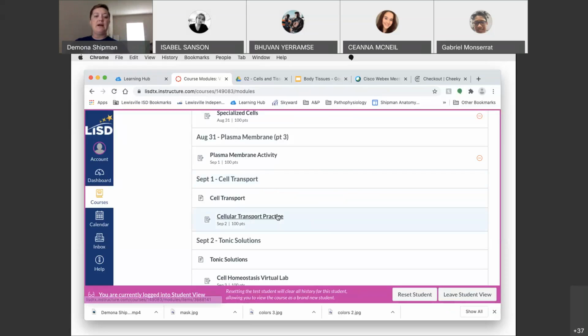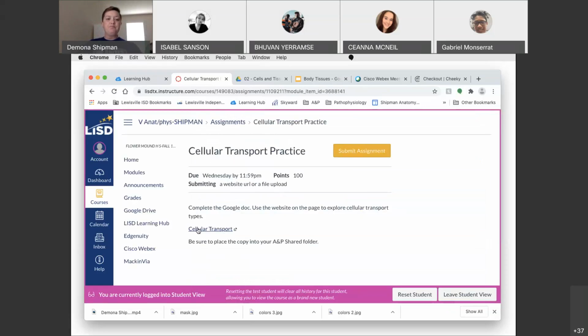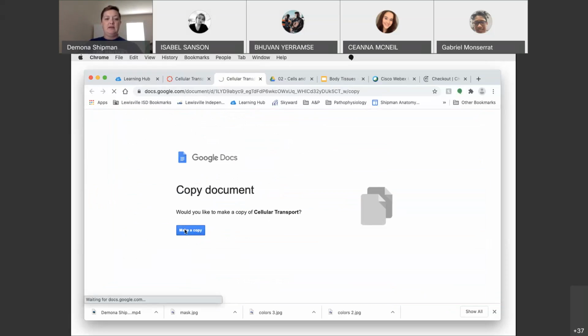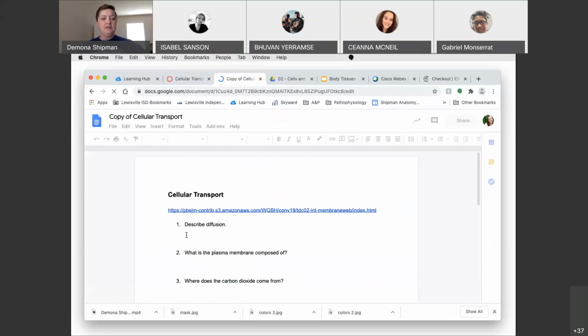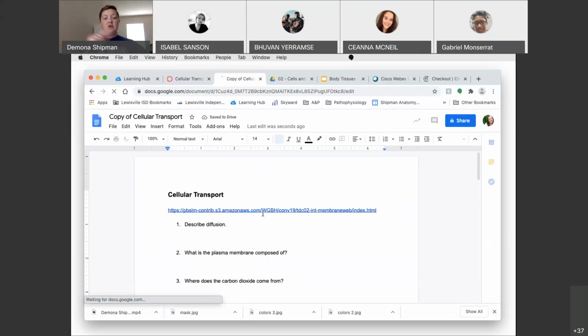Okay, and then you did some practice, and I want to talk about this practice because I've had a couple of questions. So when you open it, you make a copy, and there's a website, a Google Doc, where you go to this website, play with the molecules. You can see the molecules moving across the membrane, different types of molecules. So you will answer the questions.